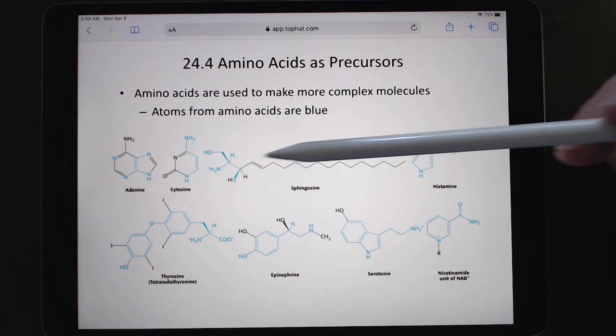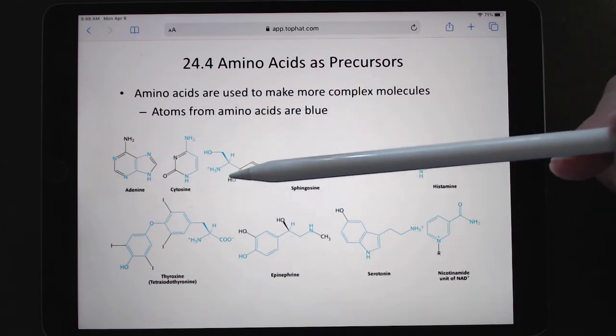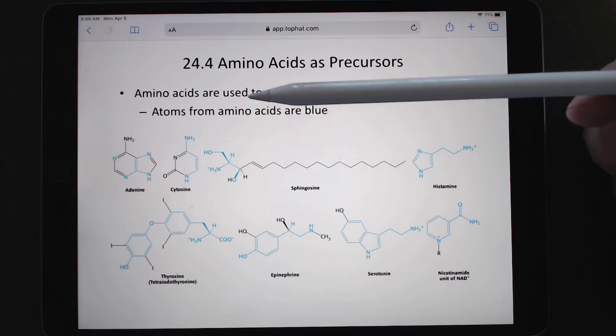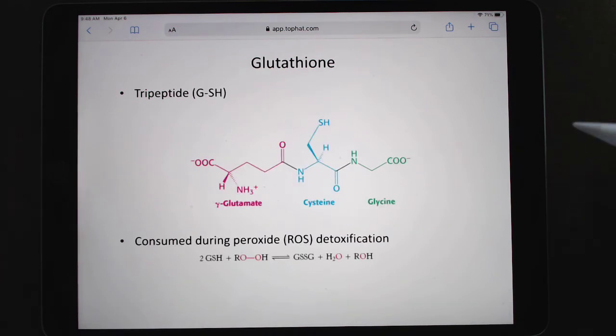So you can use these as precursors for a lot of different things. Adenine and cytosine, right? DNA and RNA, histamine, NADH, epinephrine, serotonin, sphingosine. All this blue, those atoms are from amino acids. Okay. So the last thing is you can use these amino acids to make molecules.